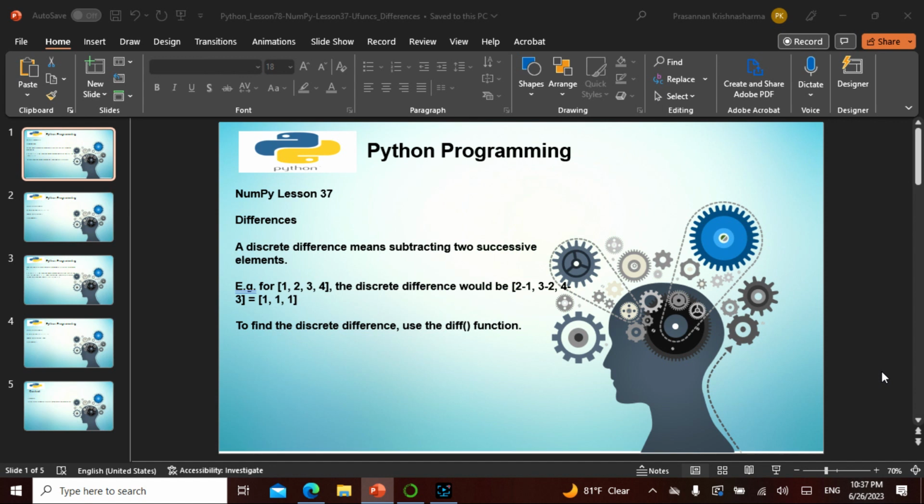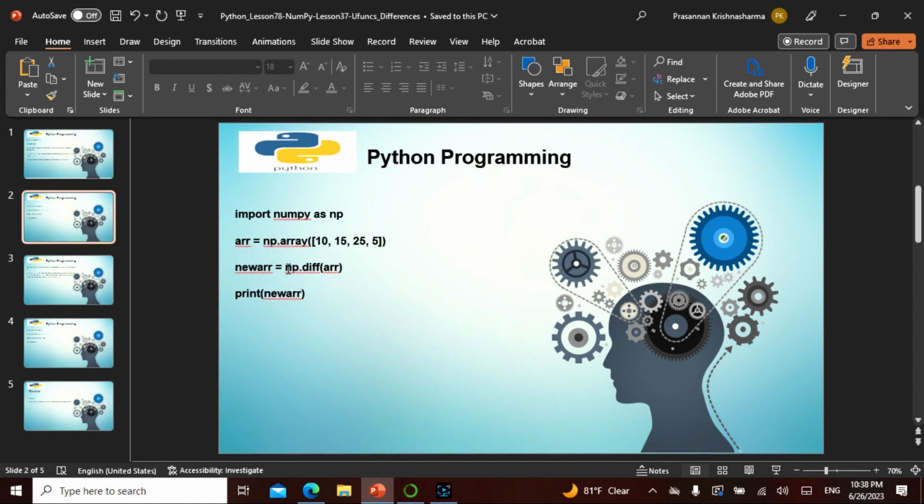A discrete difference means subtracting two successive elements. For example, take the array 1 2 3 4. The difference would be 2 minus 1, so you take it from the start: 2 minus 1 is 1, 3 minus 2 is 1, 4 minus 3 is 1. So it is 1 1 1. To find the discrete difference, we use the diff function, which is a no-brainer, right? We saw prod and many other functions, so likewise this is diff, D-I-F-F. Like always, let's take an example and see.